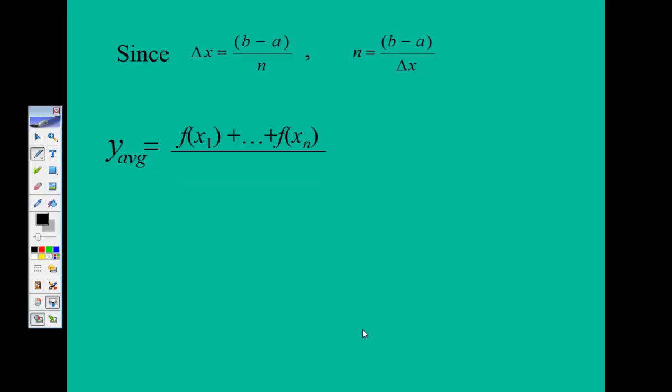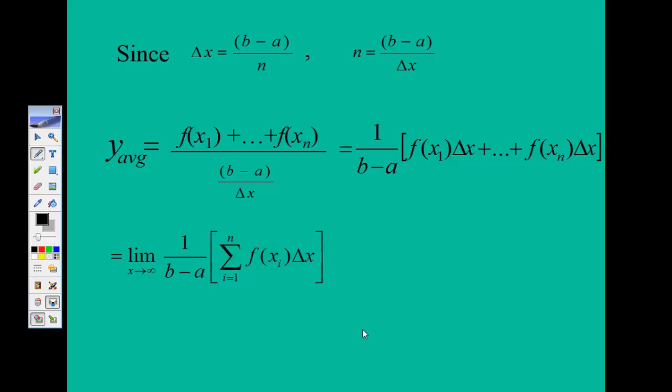Let's see how we could rewrite this expression. We know that delta x equals b minus a over n, so if we solve for n, we would have n equals b minus a all over delta x. Now if we replace n in our formula that we just looked at with b minus a all over delta x, and invert and multiply, we would have this expression. Now this is starting to look pretty familiar to us.